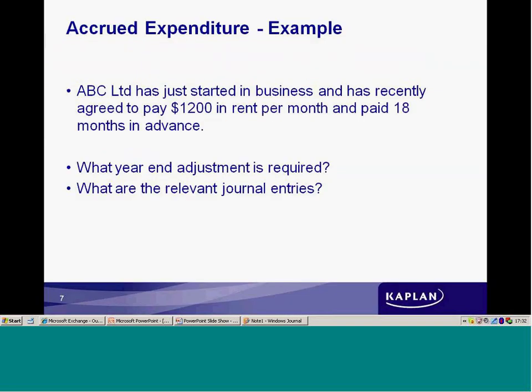The question is, and once again I'll give you a couple of minutes to work it out, because you're going to need your calculator. ABC Limited has just started in business and has recently agreed to pay $1,200 per month and paid 18 months in advance. So a year-end adjustment is required, and what are the journal entries? I'll just give you a couple of minutes. Once again, if you're feeling confident, put it on the chat panel to everybody, but if not, do it to me privately, because I know sometimes we don't like to.